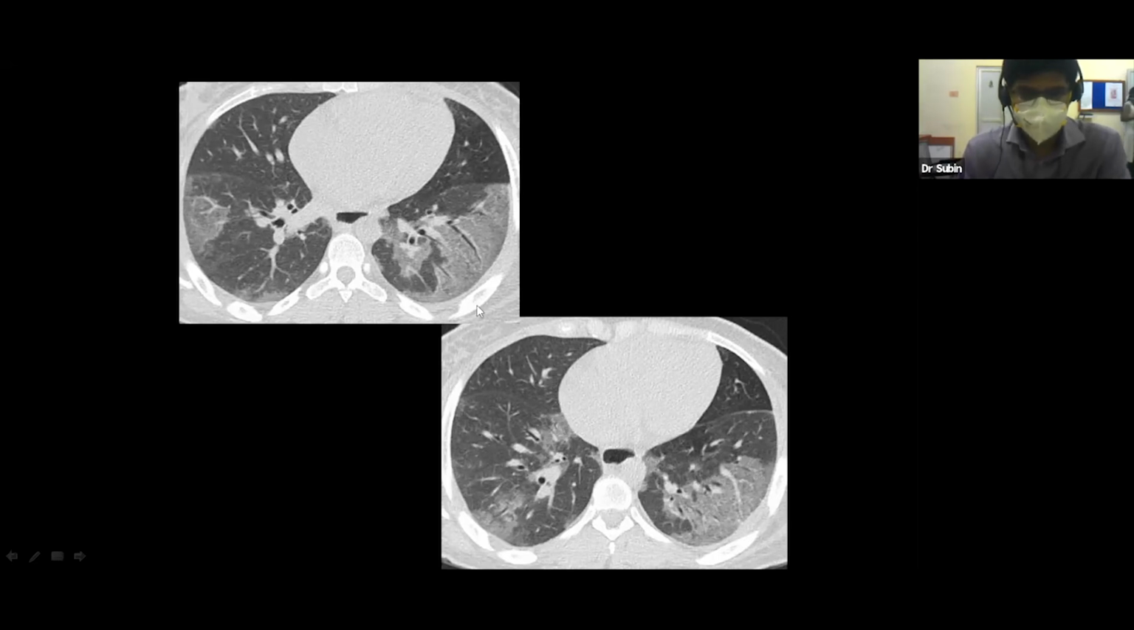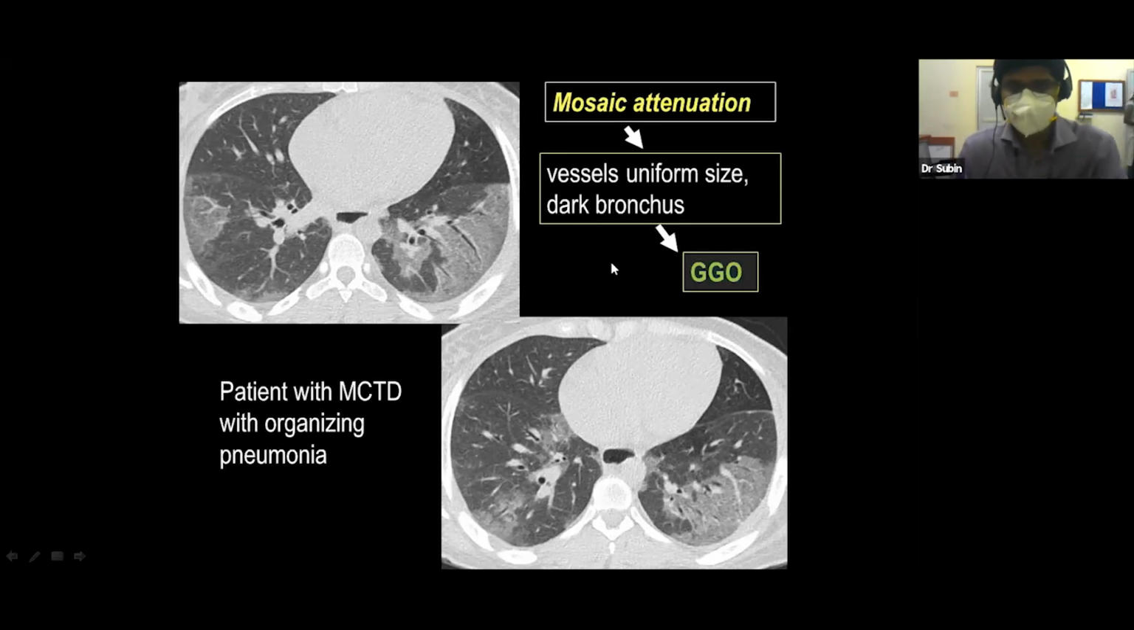This is actually a case of MCTD, that is mixed connective tissue disorder. Mixed connective tissue disorders will be associated with this kind of peripheral pattern. See, organizing pneumonia doesn't always mean that it will be like a pneumonia, like a consolidation. You can also have this ground glass, peripheral kind of pattern. All right, that is the ground glass opacity.